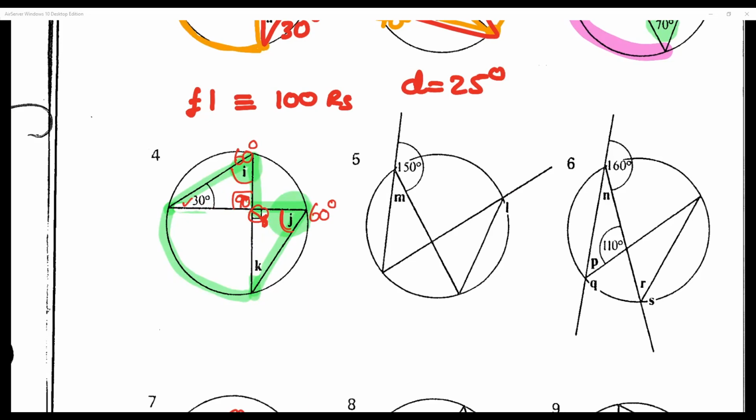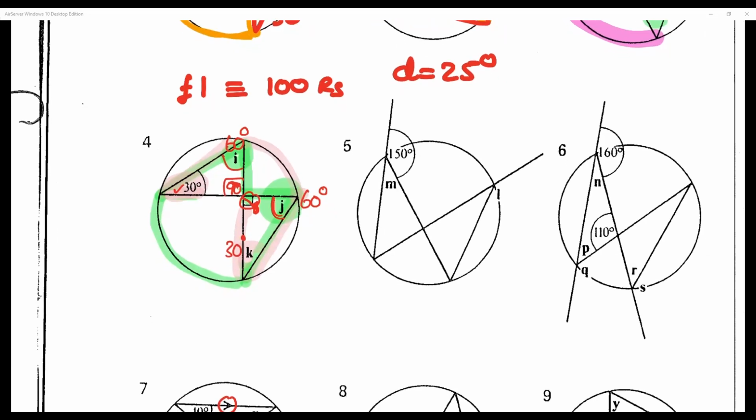Similarly, if we grab the other arc on the other side, this one here, we'll grab these angles instead. So K and 30 are equal. So that means K is also 30. Sorted.